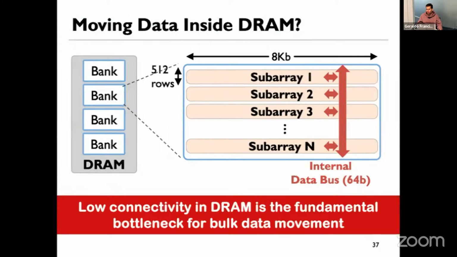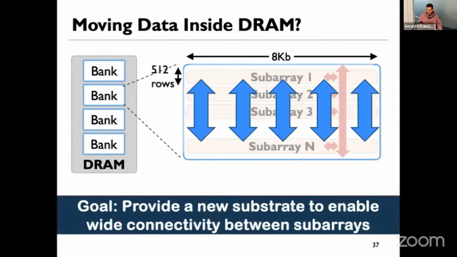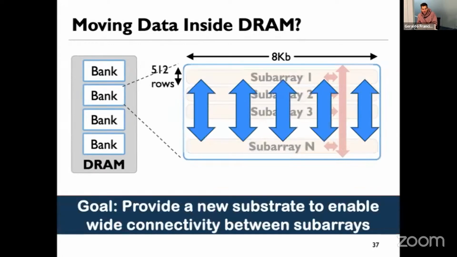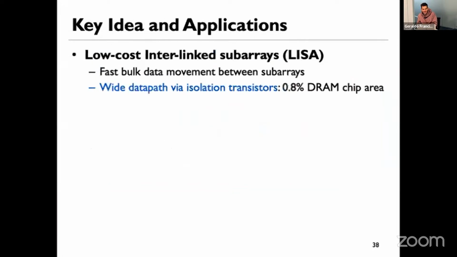If you want to move data inside the DRAM subarray, we have really high connectivity, right? Because the rows share those local bit lines. But if you want to move data outside the DRAM subarray, we need to go through the internal data bus, which is much narrower than the connectivity inside the DRAM subarray. And we want to basically provide new substrates to enable high connectivity between adjacent subarrays.